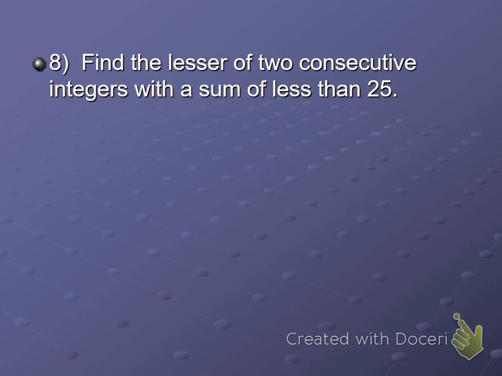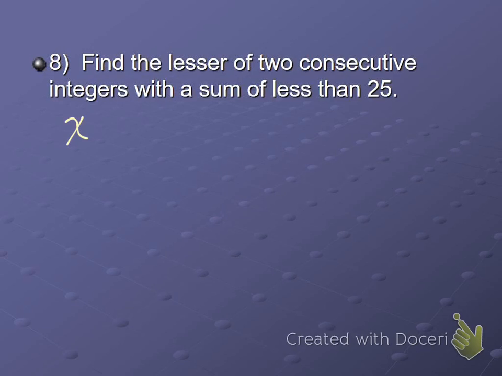Number 8 technically has multiple answers with the way that it's worded. Find the lesser of 2 consecutive integers with a sum less than 25. So I want my 2 integers to add up to something less than 25. I want them to be consecutive, which means one right after another. Okay. So if I call my first one x, what would my next one be?